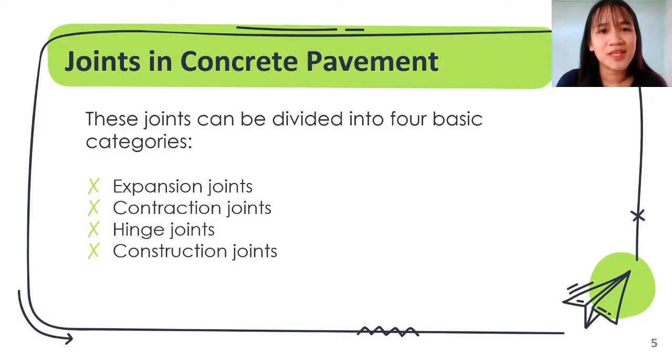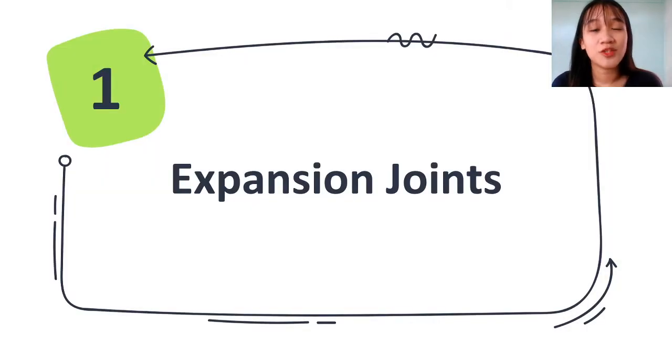These joints can be divided into four basic categories. They are expansion joints, contraction joints, hinge joints, and construction joints. First, let us know the meaning of expansion joints.